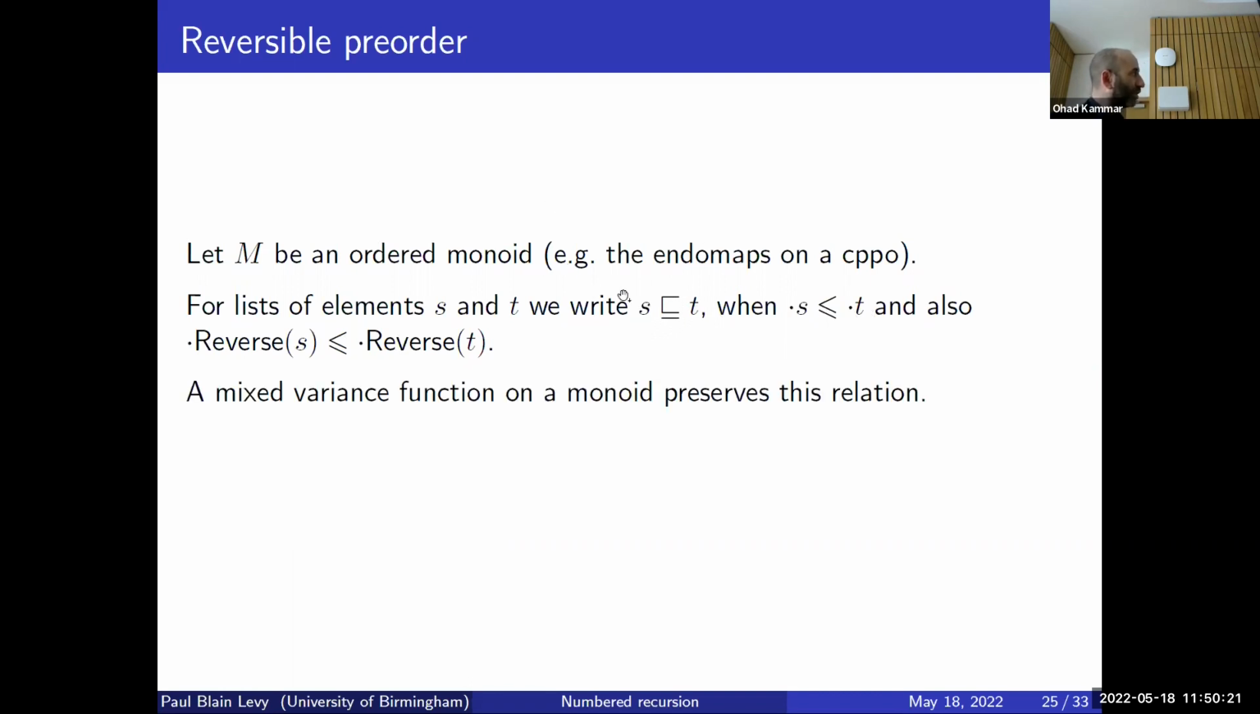So this is a relation on lists, and if you have a mixed variance function on monoids, you're not going to preserve the composition, but you are going to preserve the reversible preorder, right? So this is convenient. So this is what we want generally. We can set up our semantics and just require preservation of the reversible preorder.